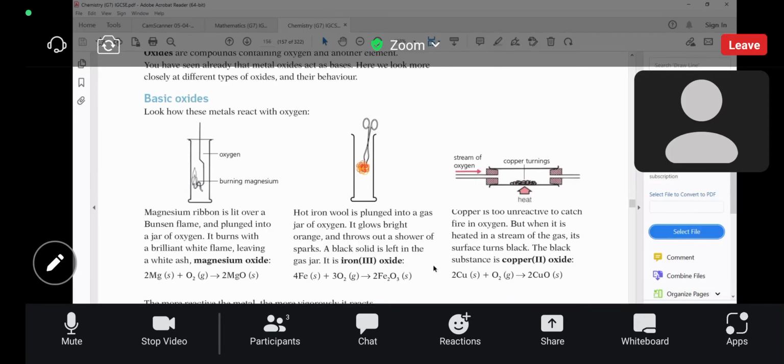Did you study the reactivity series? Have you written this? Before we study these things, I want to teach you the reactivity series. So there is a series called the reactivity series.